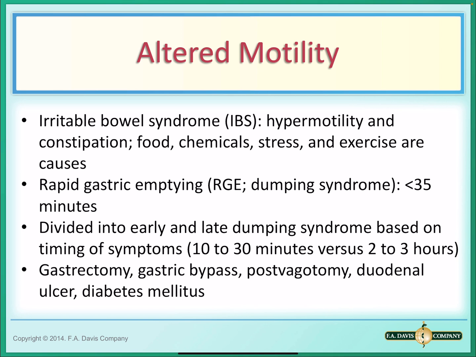Both of these can be seen in patients with irritable bowel syndrome, IBS, which is a functional disorder in which the nerves and the muscles of the bowel are extra sensitive, causing cramping, bloating, flatus, diarrhea, and constipation. IBS can be triggered by food, chemicals, emotional stress, and also exercise.